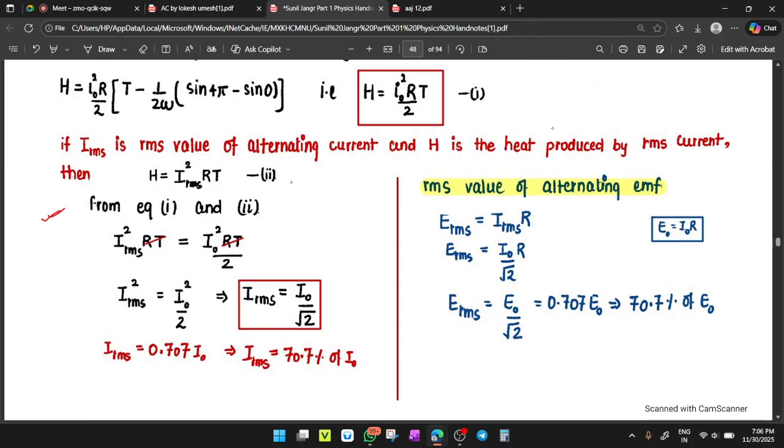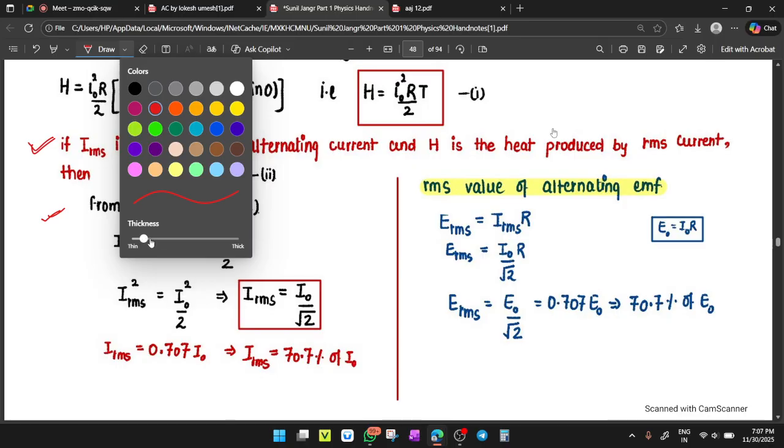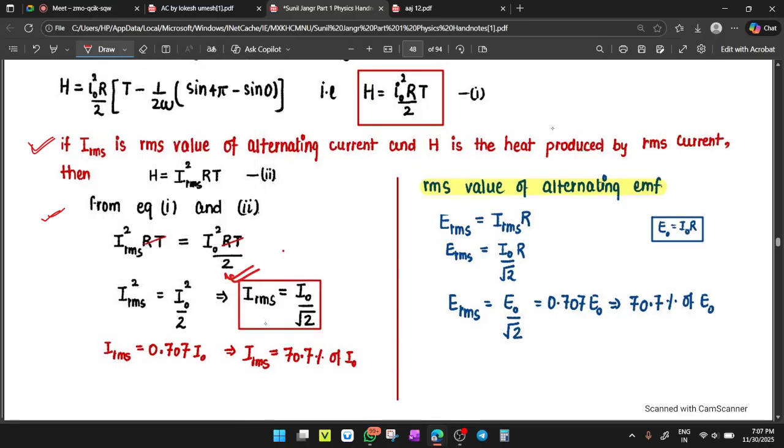So we are here with the chapter alternating current. Before this class, in our first lecture, we have completed the RMS value, the root mean square value of alternating current, and we got the relation that I_RMS equals I naught by root 2, that is equal to 0.707 I naught. It is equal to 70.7% of the peak value, the maximum value. Now, RMS value of alternating EMF.